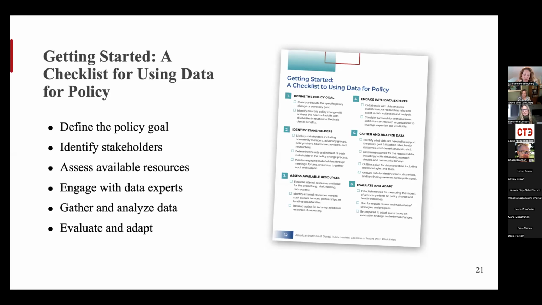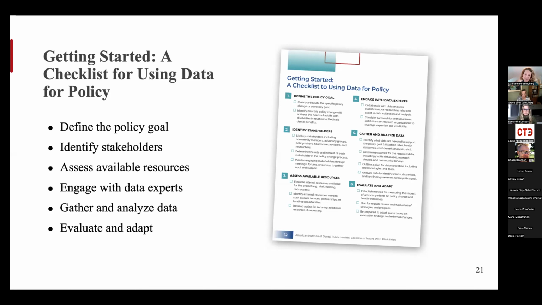Identifying how this policy change will address the needs of adults with disabilities in relation to Medicaid dental benefits is a really important piece to articulate. So that's a great place to get started. It's level setting: you know where you are and where you need to go, and it's easier to fill in the steps of how to get there.